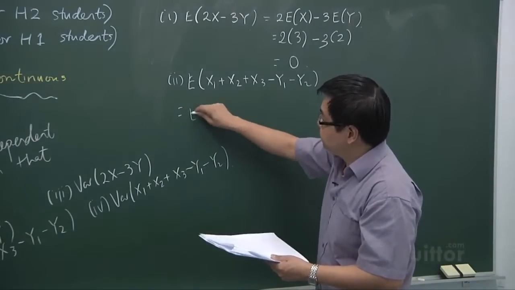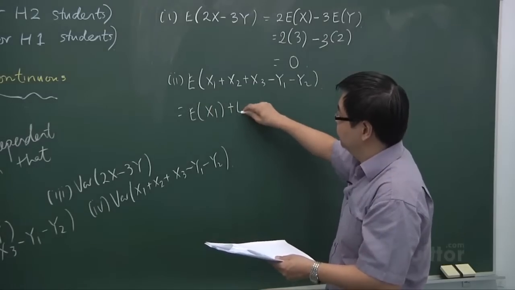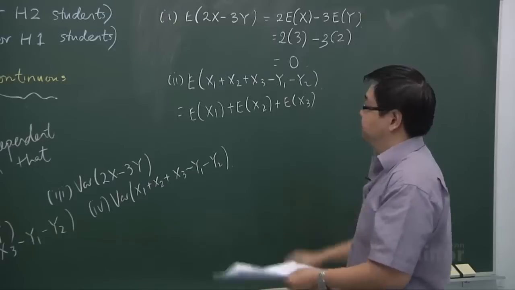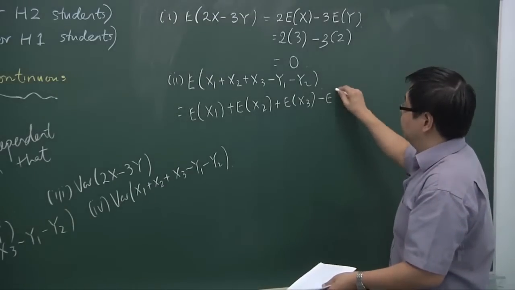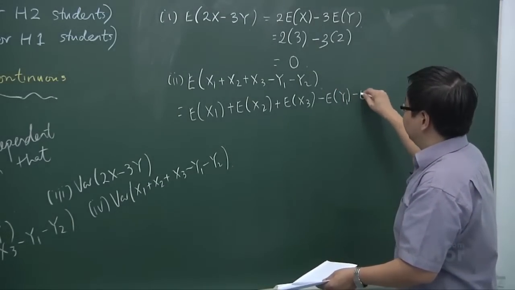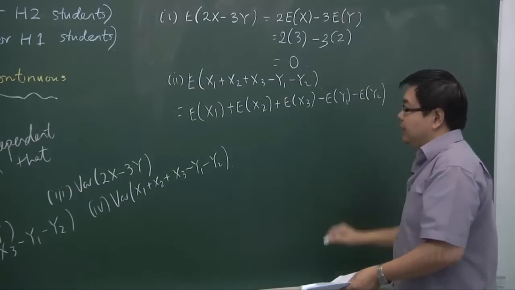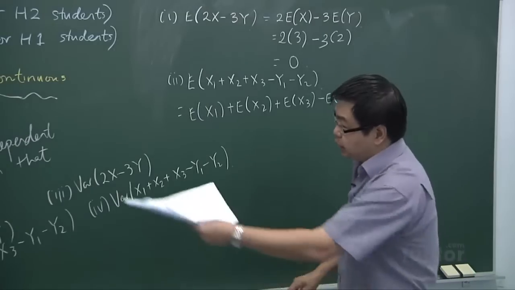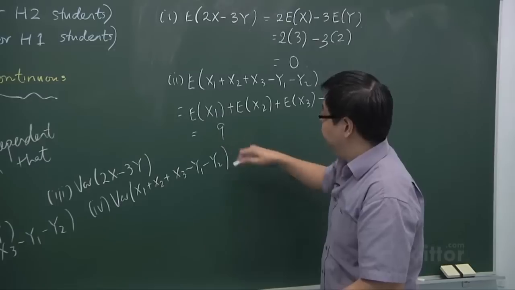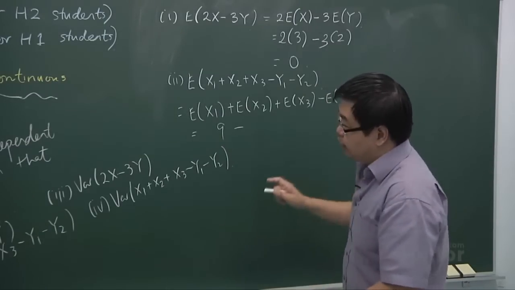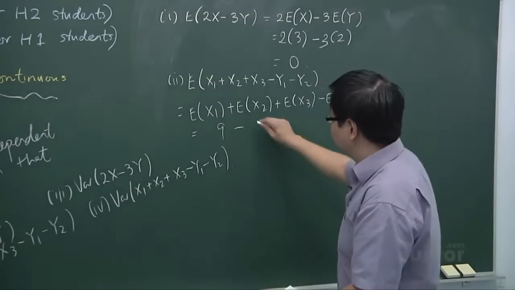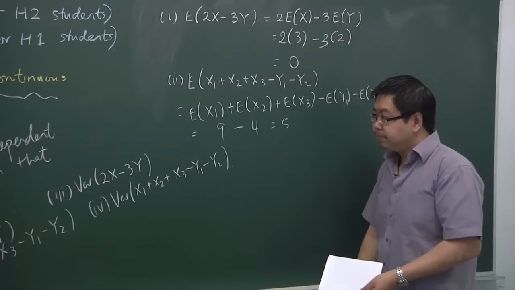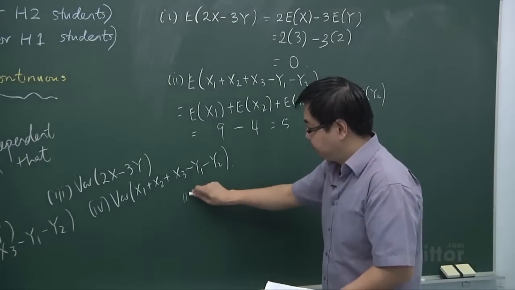But in terms of expectation, if you break it up this way, minus the expectation of y1 minus the expectation of y2, they are all the same. All three x's have the same expectation, which is 3, so it gives you 9. Minus expectation of y, which is 2, so minus 4. That gives you 5. That is part 2. Let's look at part 3 now.